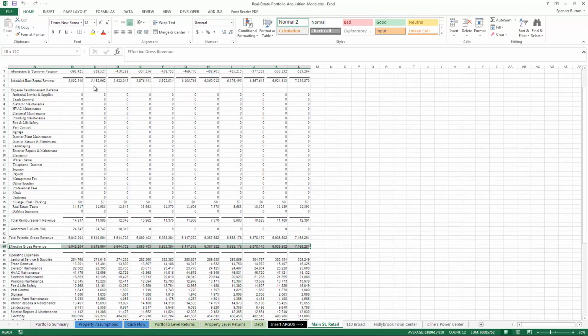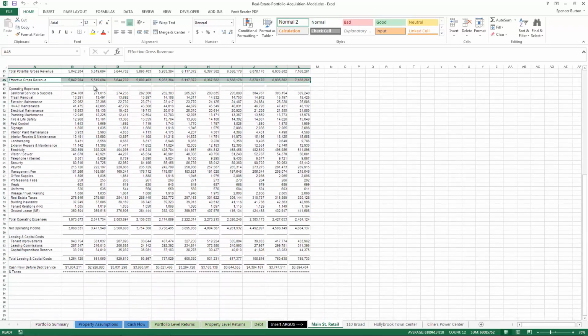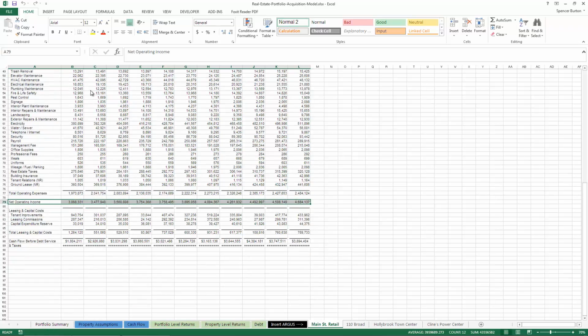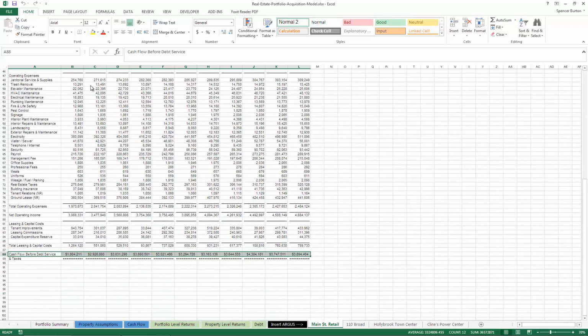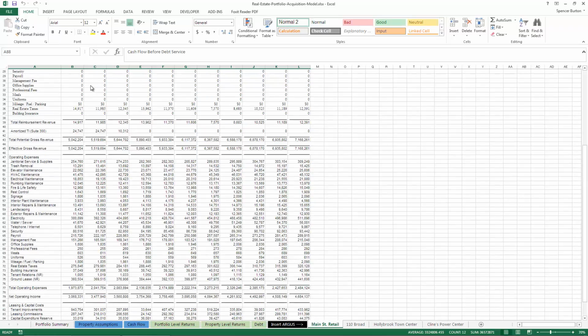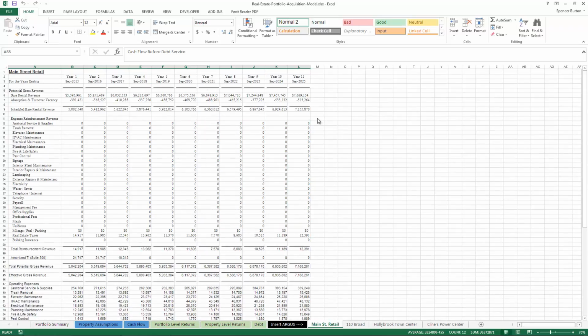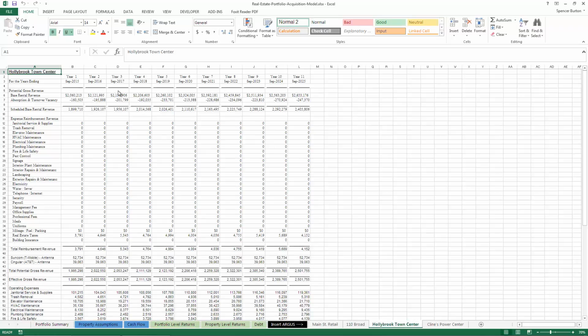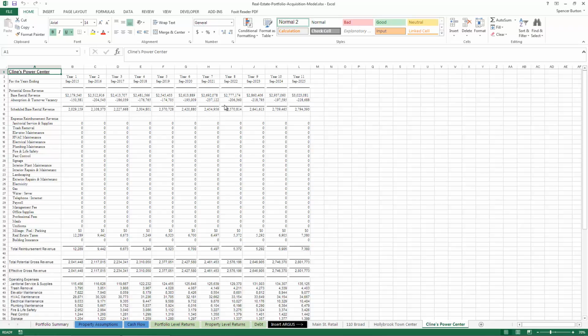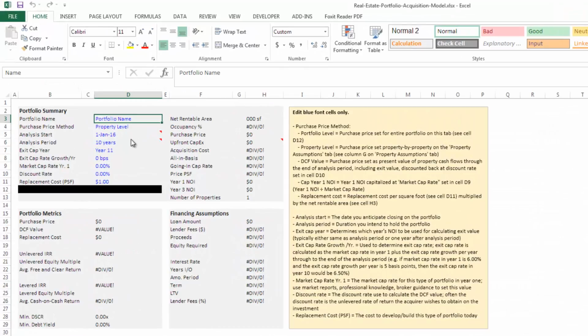We have an effective gross revenue line. That's the first line we need. We have a net operating income line, and then we have a cash flow before debt service line, or a cash flow from operations. So if you notice, I modeled up to, but not including financing, and that's what we're going to need to roll this up. Then we have our second property, 110 Broad, our third, Hollybrook Town Center, and our last, Klein's Power Center. This portfolio makes up the hypothetical portfolio that we are calling Orlando Retail.